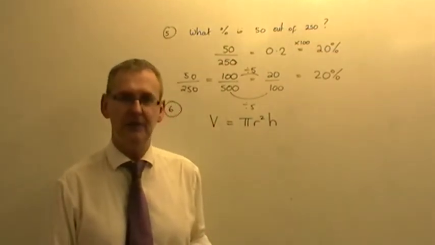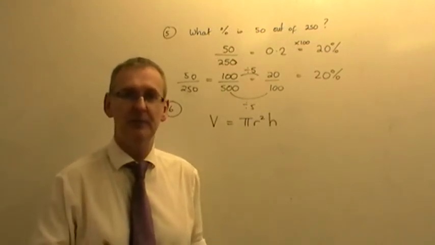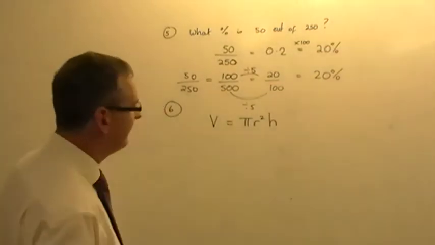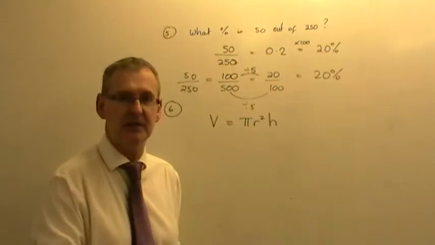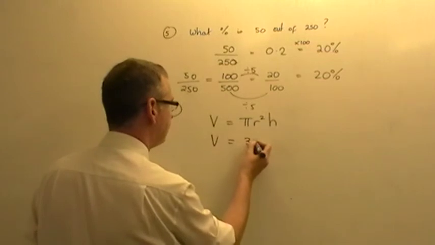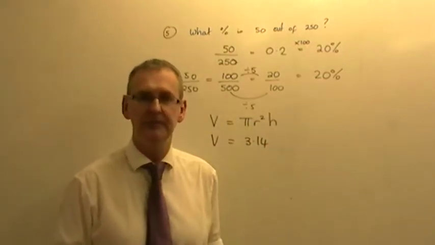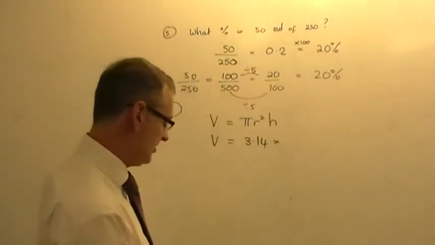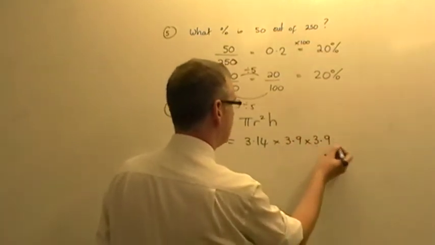If you've forgotten that formula, you can access a formula sheet in PDF format to download and print off on this site. Okay, so there's the formula, V equals pi r squared h, and now you just substitute in all the values for this particular formula. So, the volume equals pi, well, that's always going to be approximately 3.14, multiplied by radius squared. Well, the radius in this question is 3.9, so you're going to get 3.9 times by another 3.9.